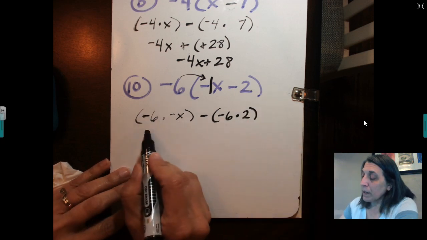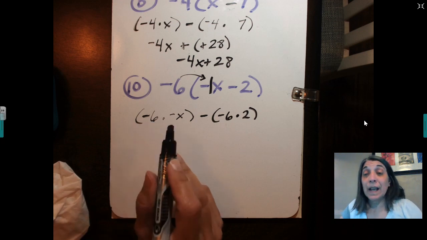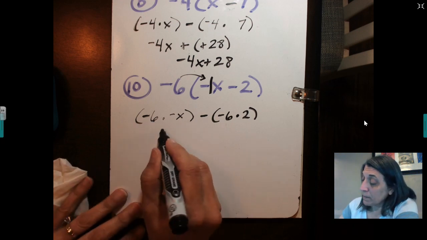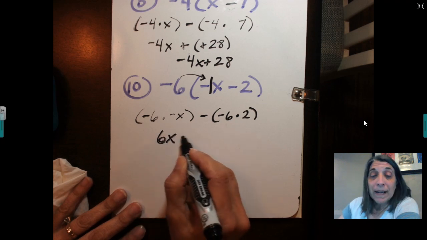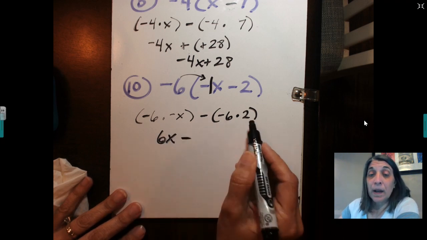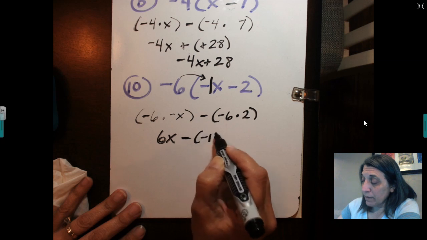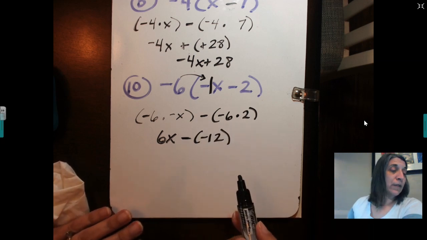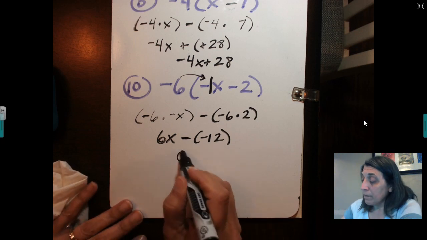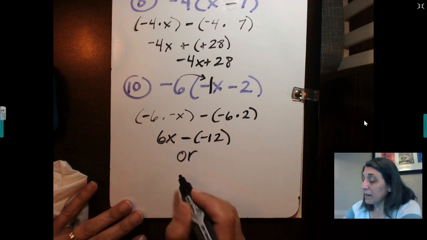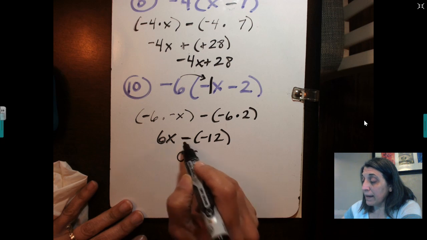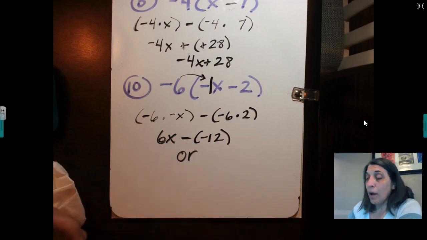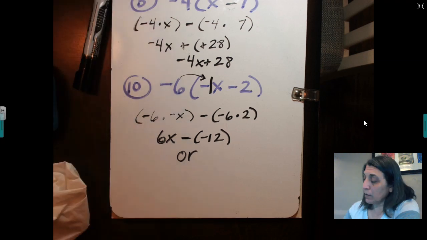Okay, so now I'm going to go a negative times a negative gives me a positive. So this just becomes 6x minus a negative times a positive is a negative, and I have a negative 12, right? So I said this was one of the possible answers. This is for number 10, right? Yes. Or I like to really simplify this and just say 6x minus a negative 12 is saying the same as adding the opposite. You could use a different color here to show you.